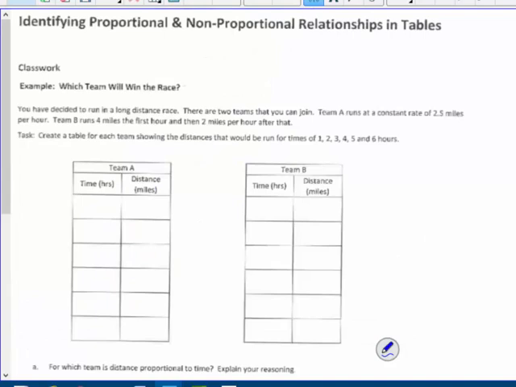Which team will win the race? You decided to run in a long-distance race. There are 2 teams that you can join. Team A runs at a constant rate, there's my k, of 2.5 miles per hour. Team B runs 4 miles the first hour and then runs 2 miles per hour after that. Then has a constant, but not from the beginning.